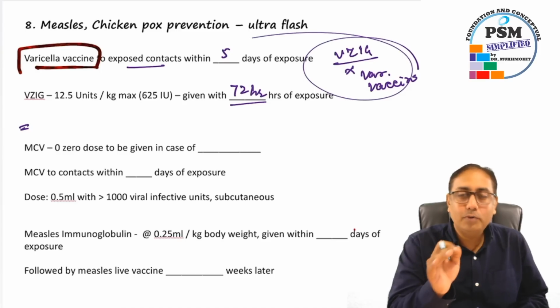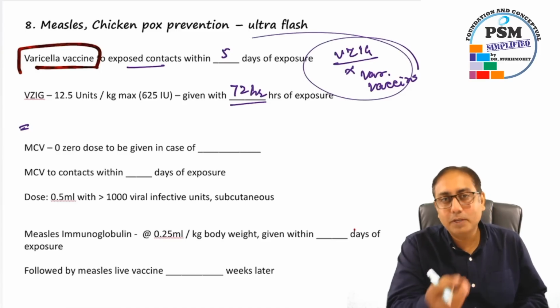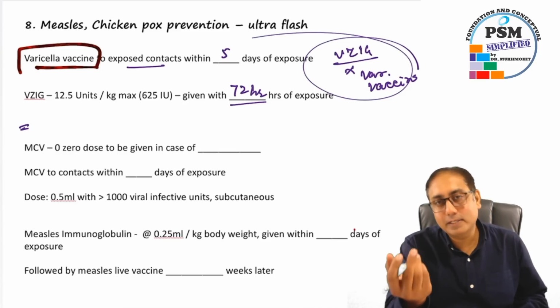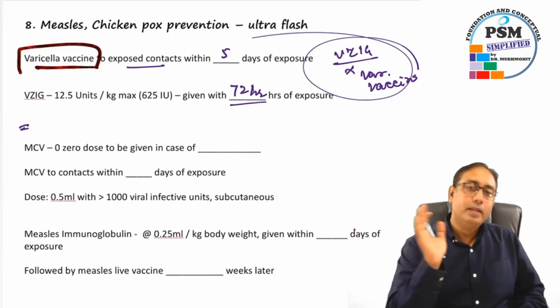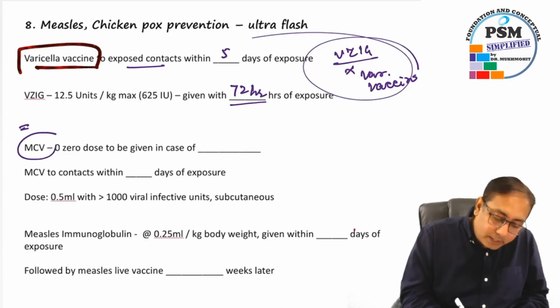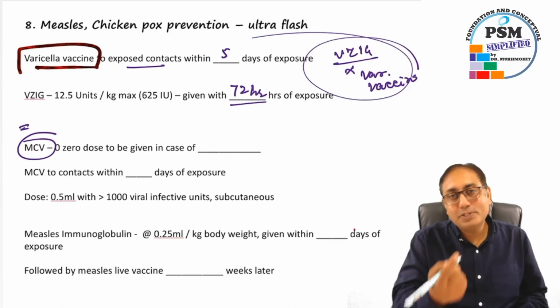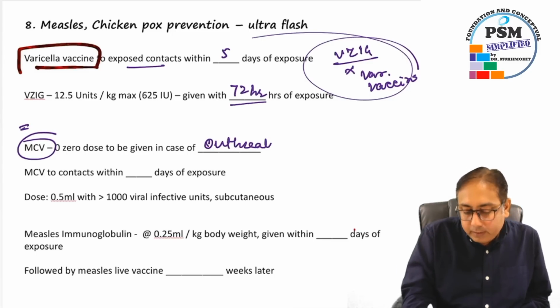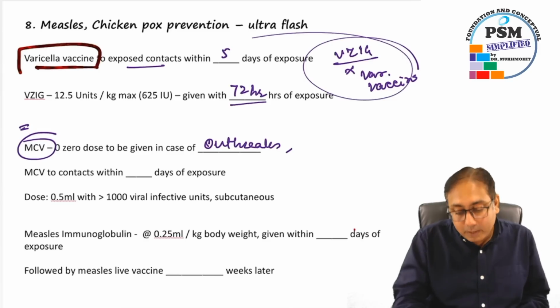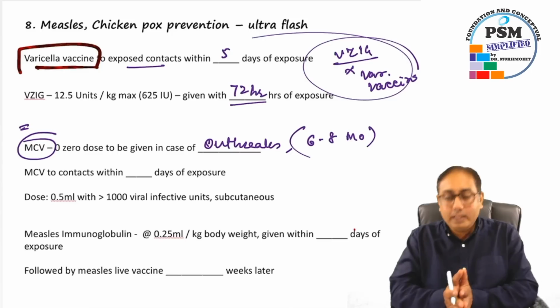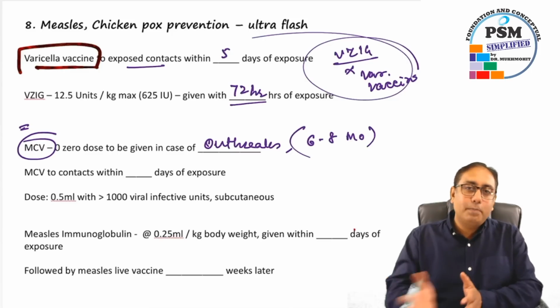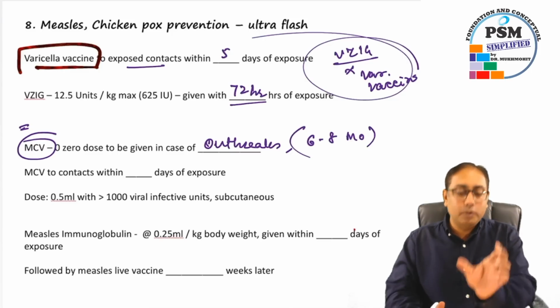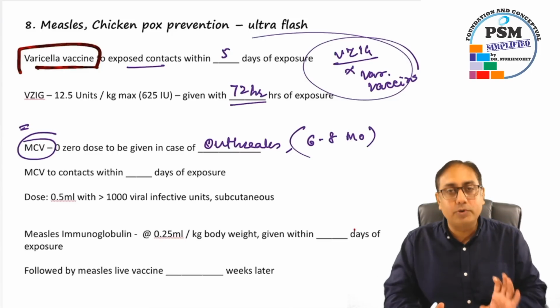Measles vaccine, you already know, measles rubella. Just now we talked measles rubella given at 9 months first dose and at 16-24 months second dose. When do you give the measles containing vaccine 0 dose? Please note that the 0 dose can be given in cases of outbreaks. This measles containing vaccine can be given in the age group of 6 to 8 months only. So it is given only after 6 months of age, but before 9 months of age. In this age group, you give the measles containing vaccine 0 dose.